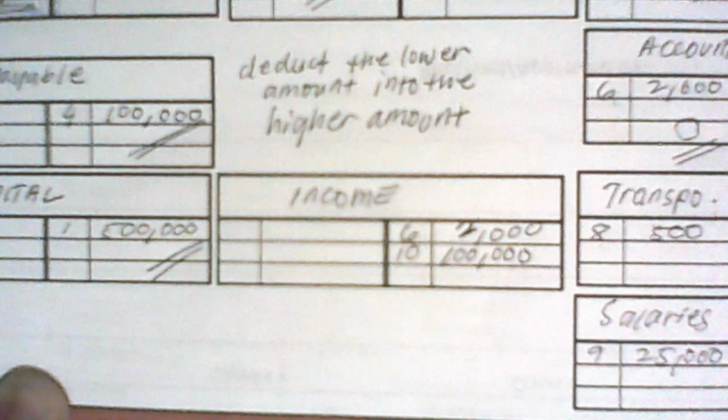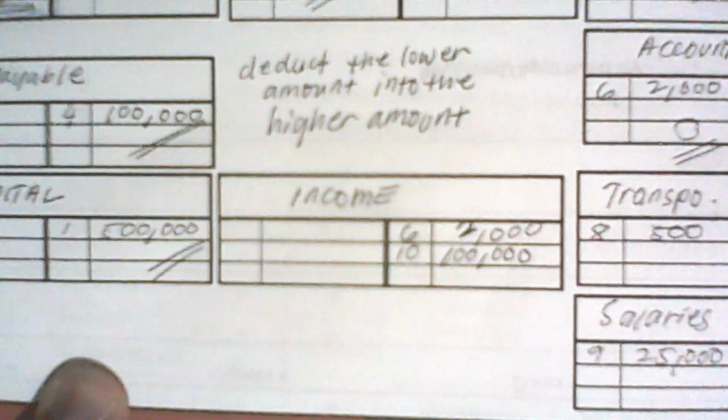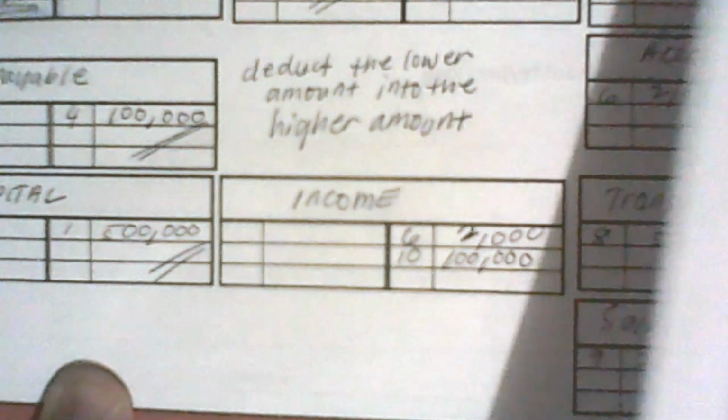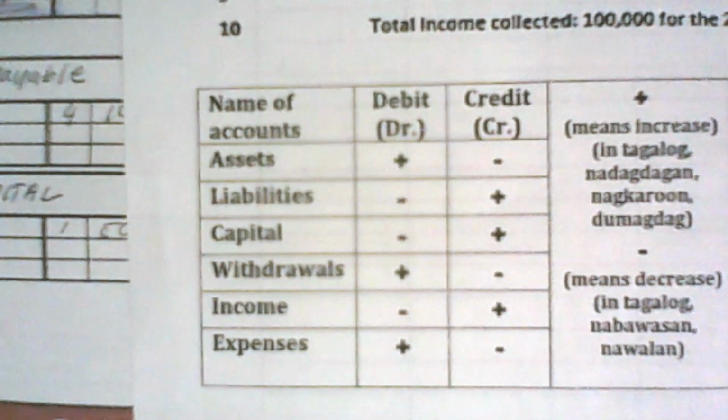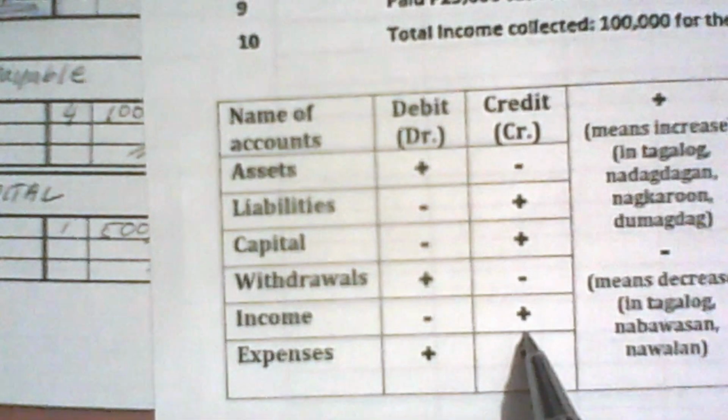Next, income. How about the income? Where is the normal balance of the income account? Let's go back to the rule of debit and credit. The normal balance of the income account is at the credit side. We are recording the increase of the income at the credit side. So the normal balance of the income is at the credit side. So remember, income is at the credit side.